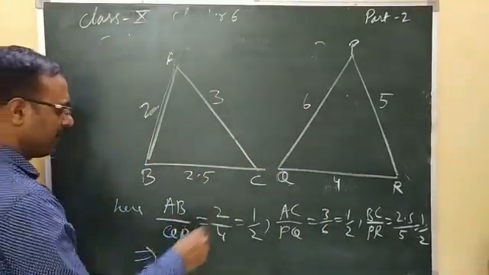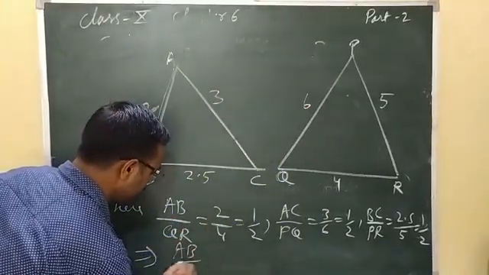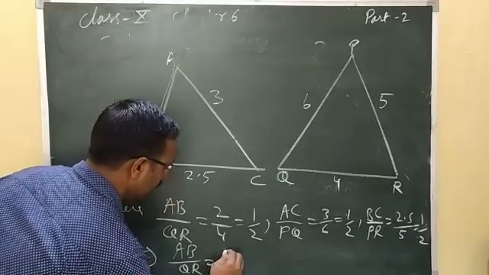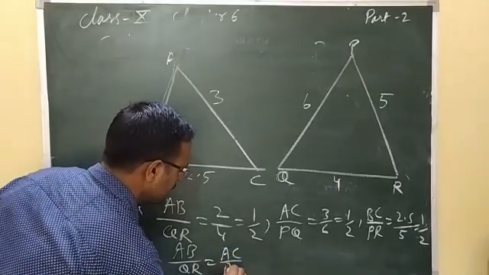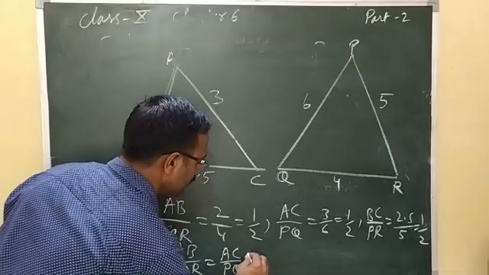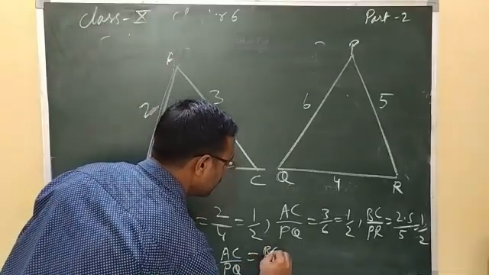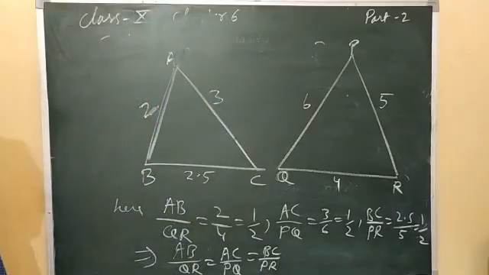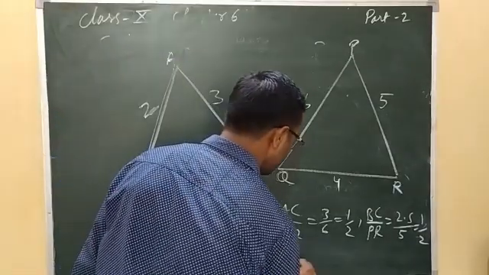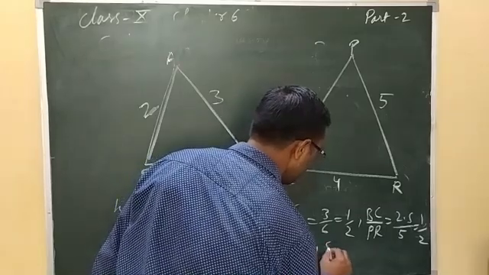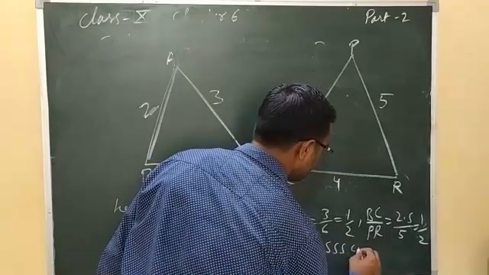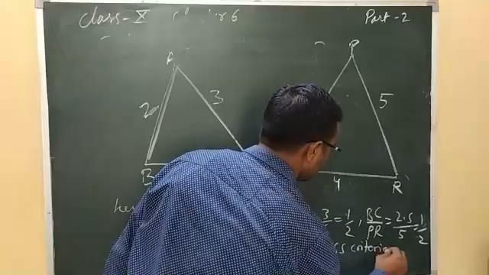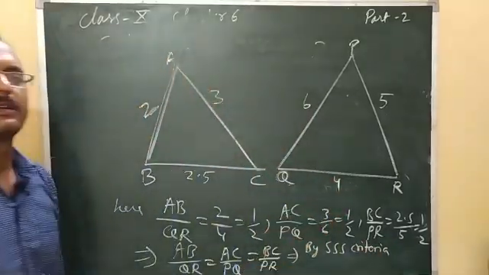From these three we can say that AB upon QR equal to AC upon PQ equal to BC upon PR. All the three sides are in ratio. This implies by SSS criteria the given two triangles will be similar.